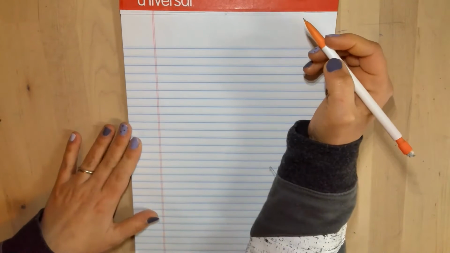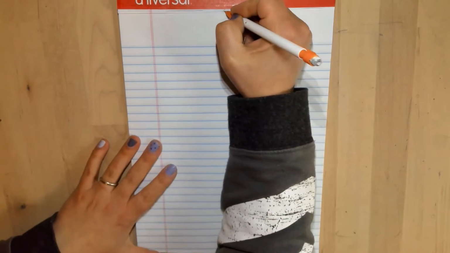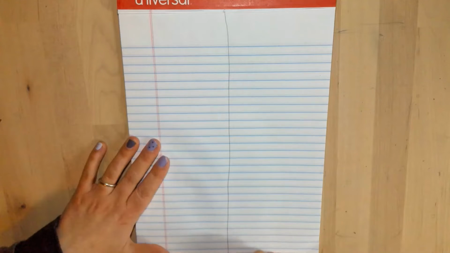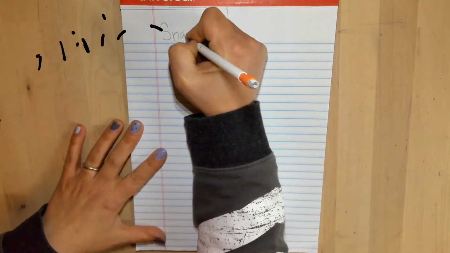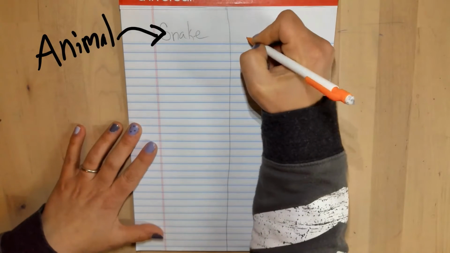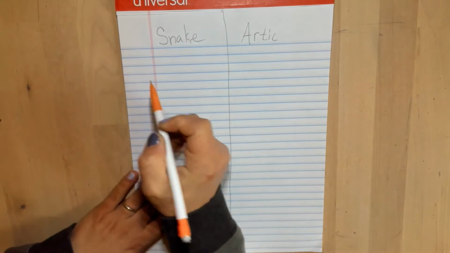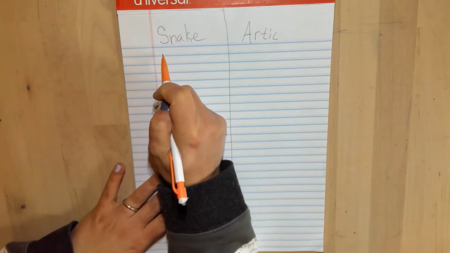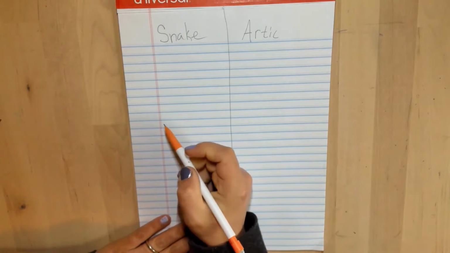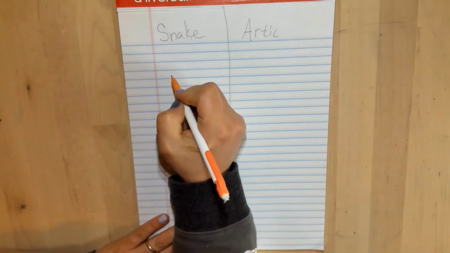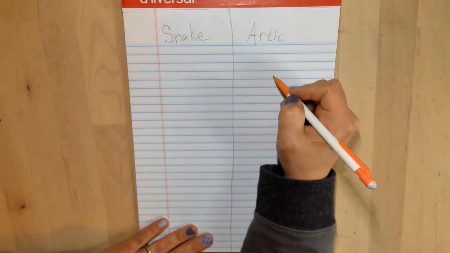For our research page, we are going to need to take our piece of research paper and divide it in half. On one side, putting the animal that we've chosen to do, and on the other side, the habitat. And the very first thing you're going to do is write down all the things you already know about your animal and about the habitat that you have chosen.